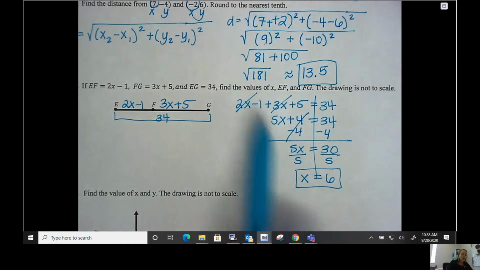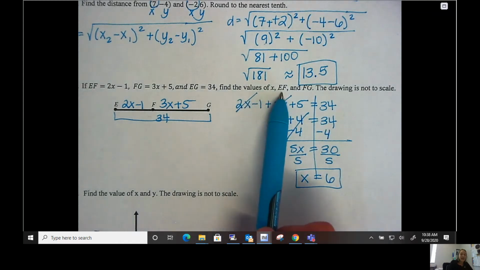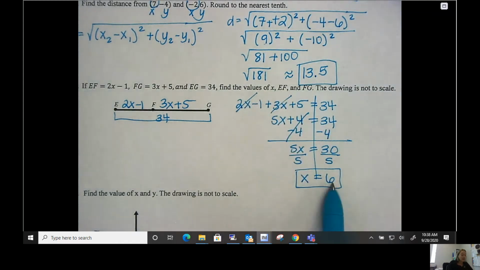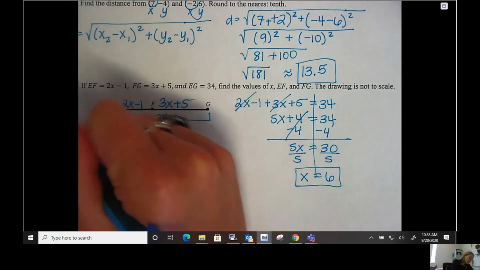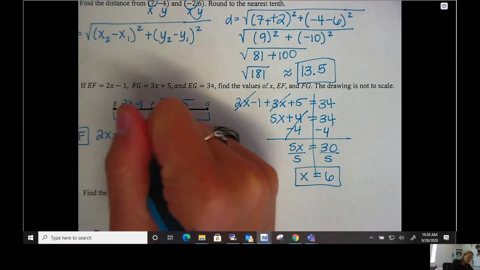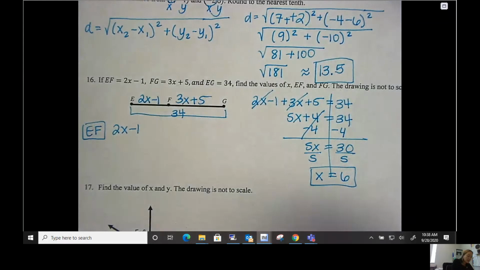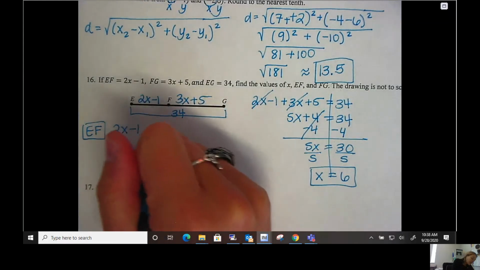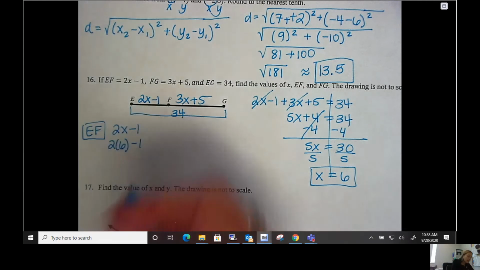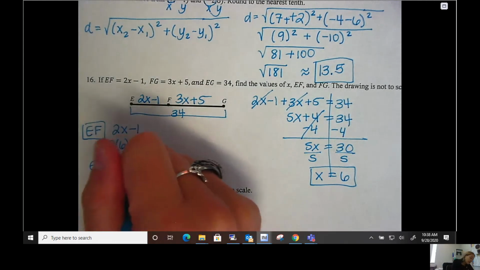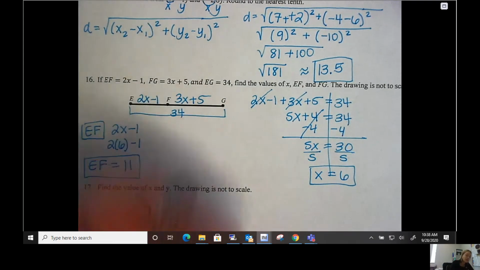Now that's great, but it also asks me to find EF and FG. So now that I have x, I have to plug it into the equations. So EF was 2x minus 1. Instead of x, I'm going to put a 6 there. So 2 times 6 minus 1. 2 times 6 gives me 12. 12 minus 1 gives me 11.